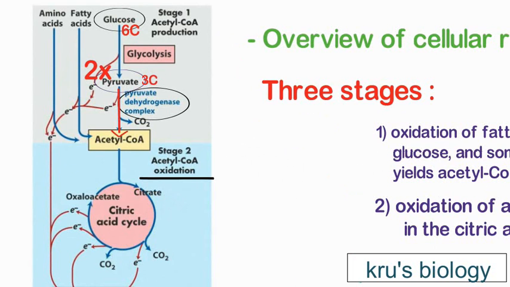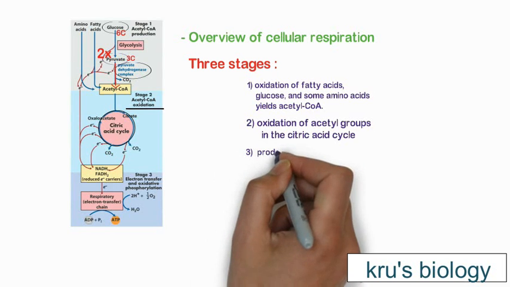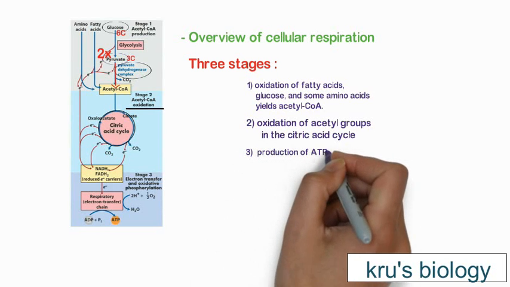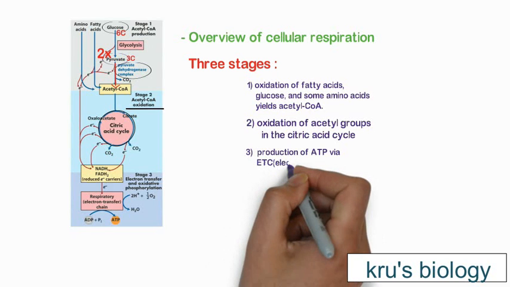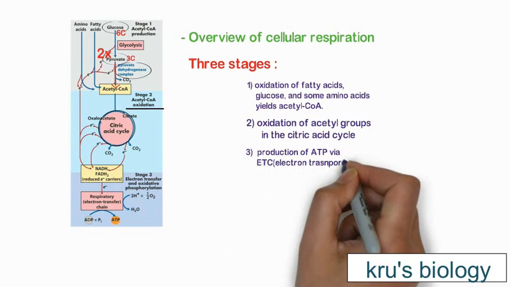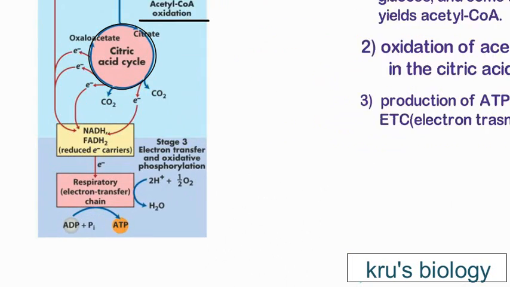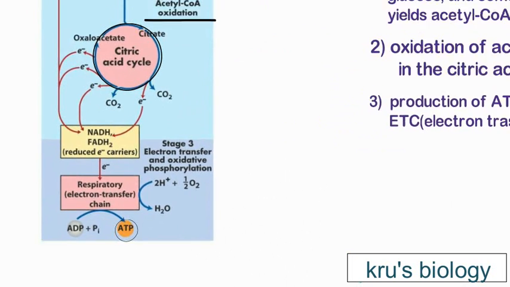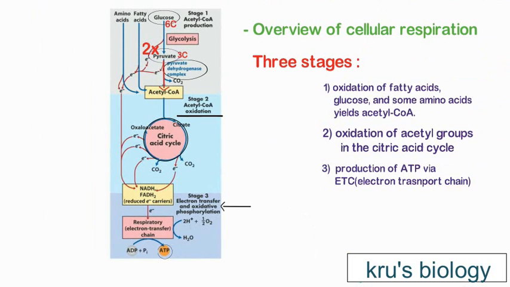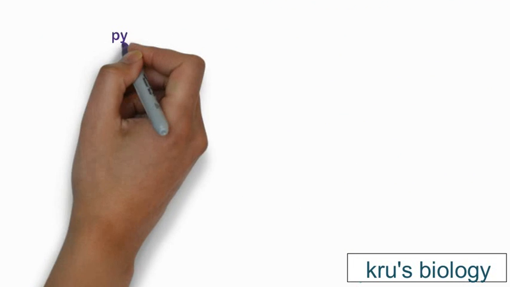This is the second step of cellular respiration. The third step is production of ATP via the ETC, called the electron transport chain. Now we are going to discuss each step in detail.